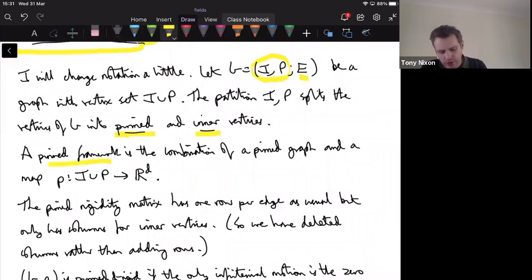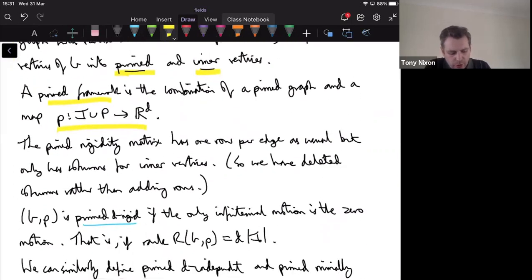Okay, so a pinned framework is just a pair (G, p), so we just have a map which assigns positions in d-space to the inner vertices and to the pinned vertices. And we can define a pinned rigidity matrix. So again, this is distinct from linearly constrained, but equivalent, because to pin the vertices, we're going to insist that the infinitesimal motion of those vertices is zero, which we achieve by striking out the columns. So there are only columns of the pinned rigidity matrix for the inner vertices. Any pinned vertex has its columns thrown away. Okay?